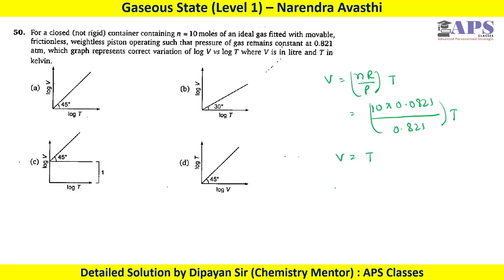If we take log on both sides, then log V equals 1 into log T for our case. So this is the slope, which represents theta equal to 45 degree. So y equal to x, or y equal to mx kind of plot, a straight line passing through the origin and having slope equal to 45 degree. So option A will be the correct option.